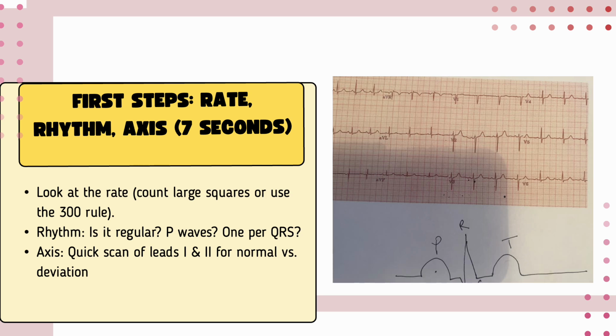But we move on. The next one is axis, and what you're doing is a quick scan of leads 1 and 2 for axis deviation. Now, I always say right to kiss: if the QRS in lead 1 and 2 are positioned in such a way that they are facing one another as if they want to kiss, that's right axis deviation. If they are moving apart from one another, that's left to leave, and that's left axis deviation. I have another video where I break down very slowly what you need to know about left axis and right axis deviation. So the next thing you want to do is your interval.